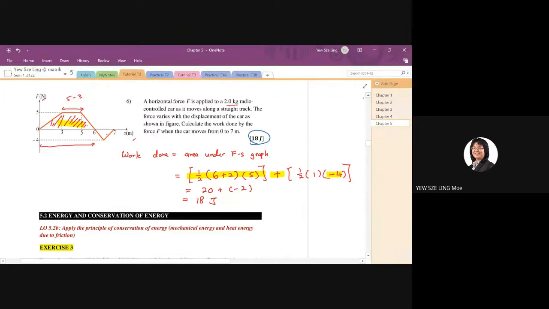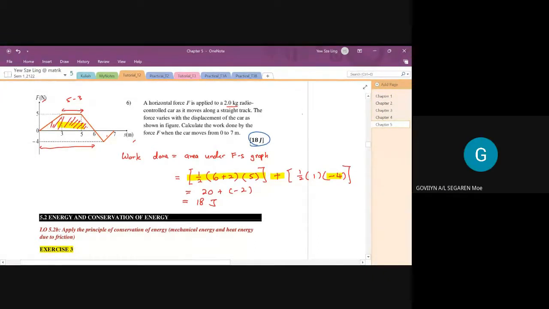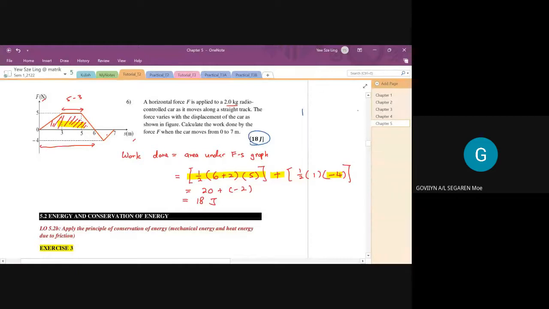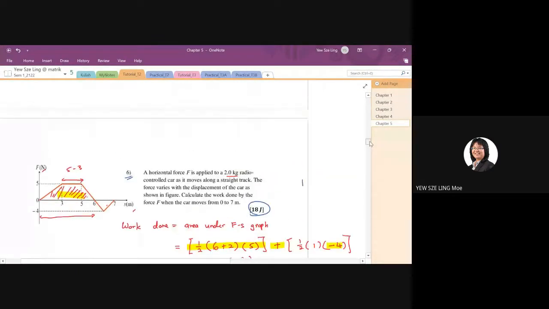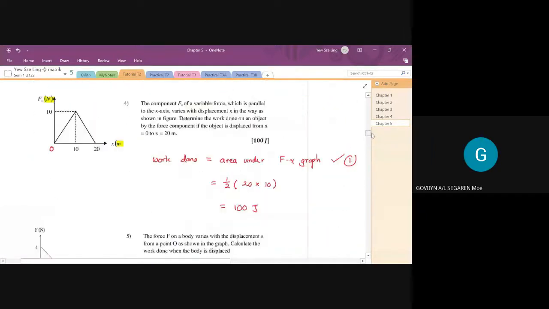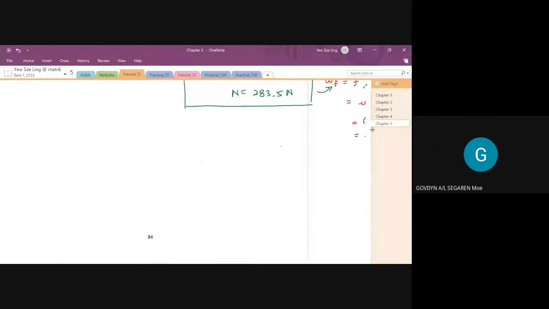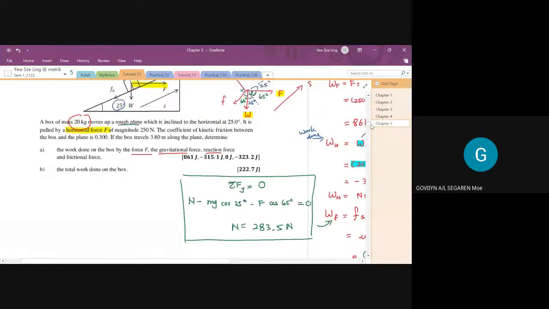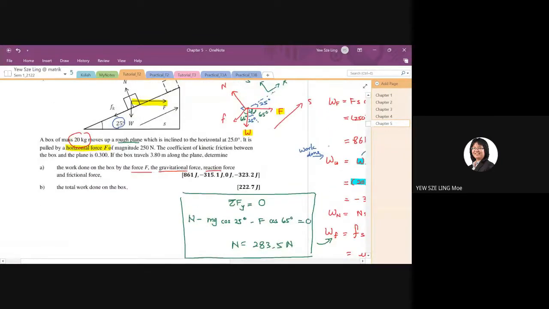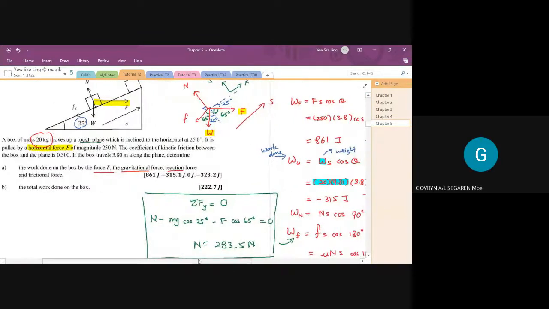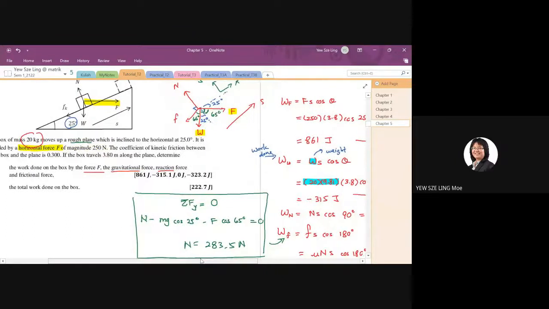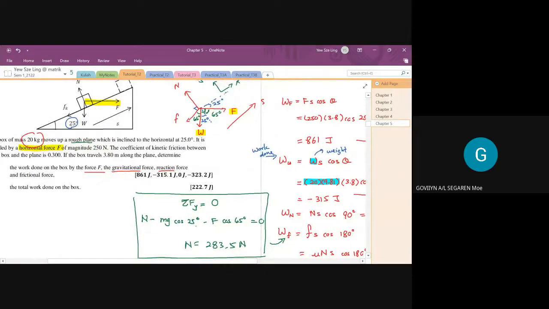Okay, now, question 3. A force is applied to a 2 kg radio control car. Madam, the earlier question you did, question 3. Come on, we are at question 6. You asked me to repeat question 3. Try to understand using the solution, I really don't understand. Sorry. Question 3. Which part of it you don't understand? The N minus W, the summation of Fy equals 0, that part.